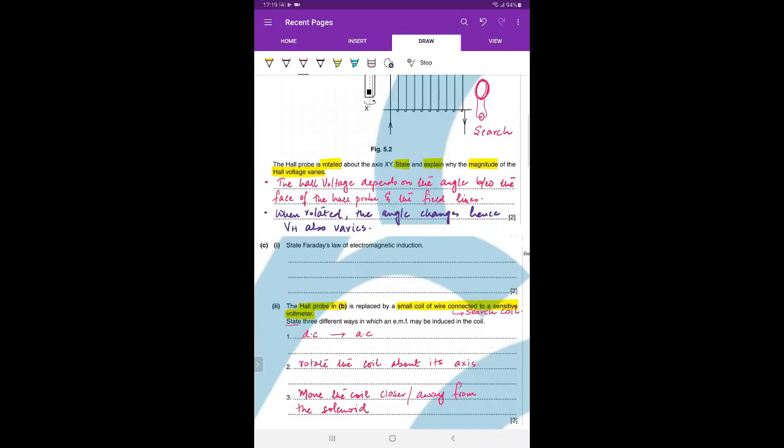ठीक है, so move the coil back and forth. Sorry guys, excuse me. So move the coil back and forth, closer and away from the solenoid, and change the DC into AC, and rotate the coil about its own axis. Ali ने भी सही option दिया है. We can also replace it with an iron core. ये भी सही है.